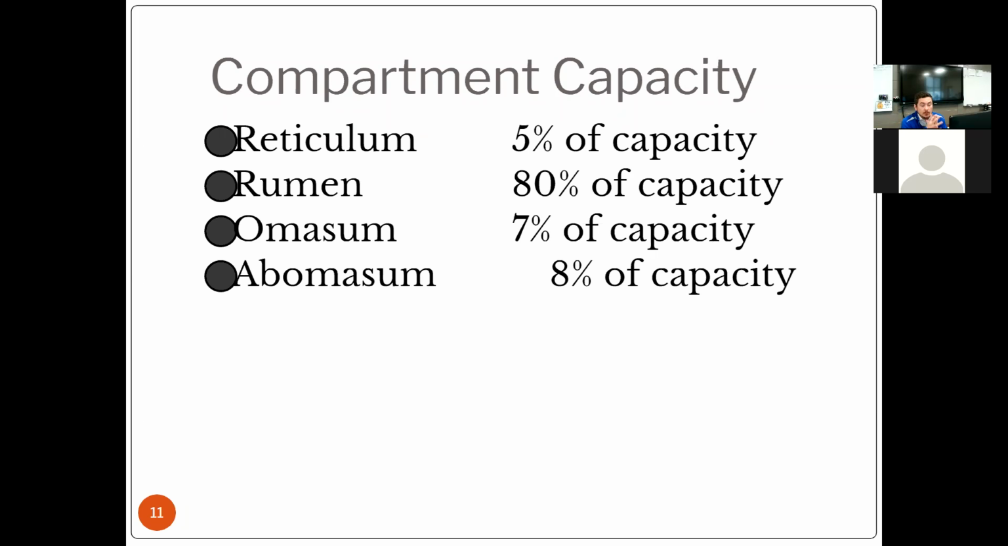We're going to talk more specifically about the rumen here in a second, but it is crucial to this entire process. So we've got to know about the rumen. The reticulum is only 5%. It's the smallest. It is the first one. So we're going to talk about what it does and what its function is today. And then tomorrow we will talk about the omasum and the abomasum.